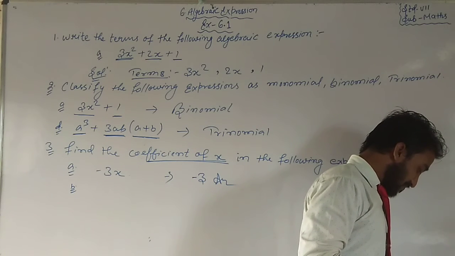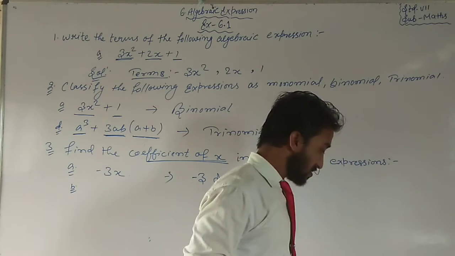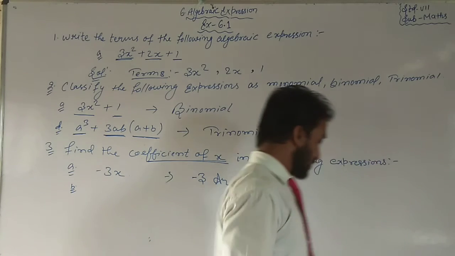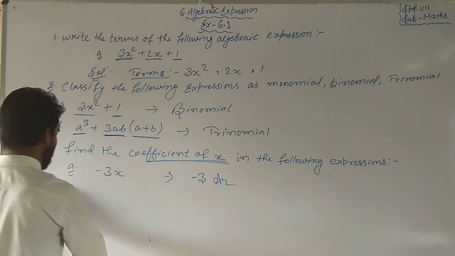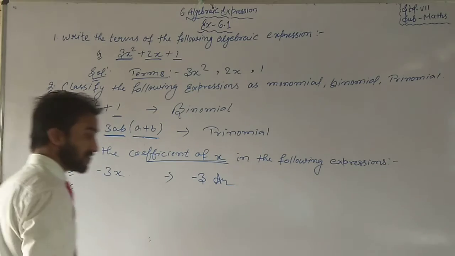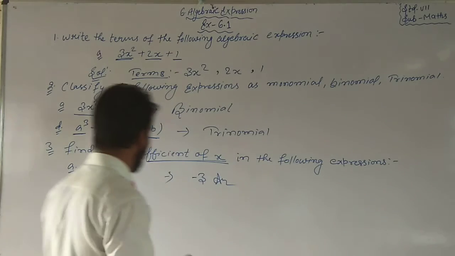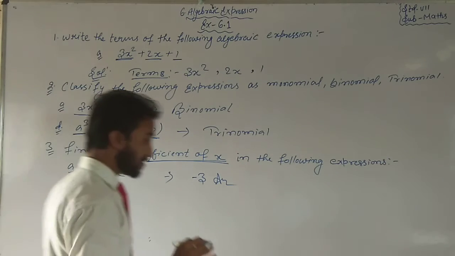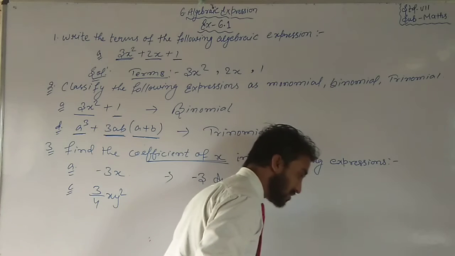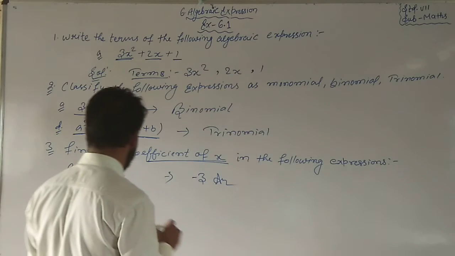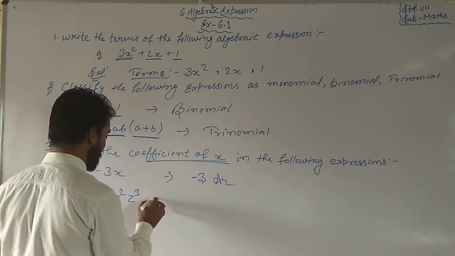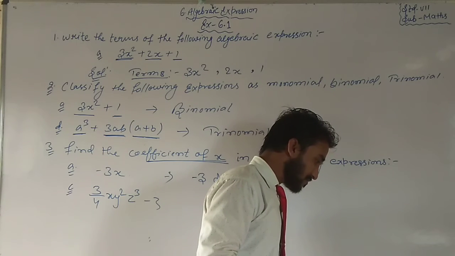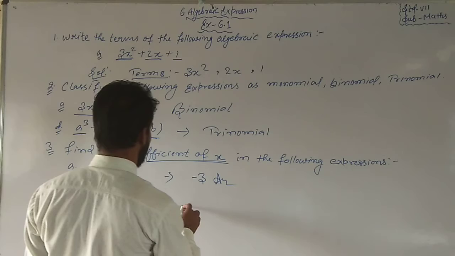Okay students, we have already discussed that any numerical or algebraic value is the coefficient of a particular expression. See question number C. I am talking about question number C. Question B or D you will do by yourself. 3 by 4 x y square z cube minus 3.